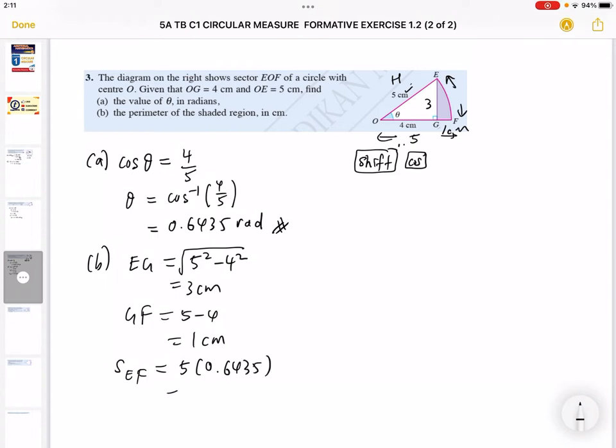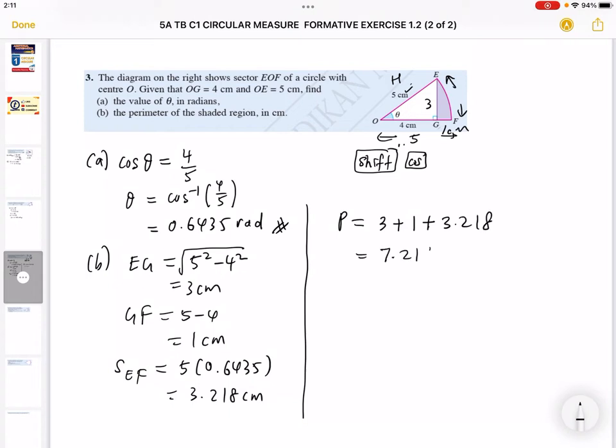I got 3.218 cm. So the last part is to add them up together. First, maybe I start with 3, plus 1, plus 3.218. My perimeter is 7.218 cm. Okay. All right.